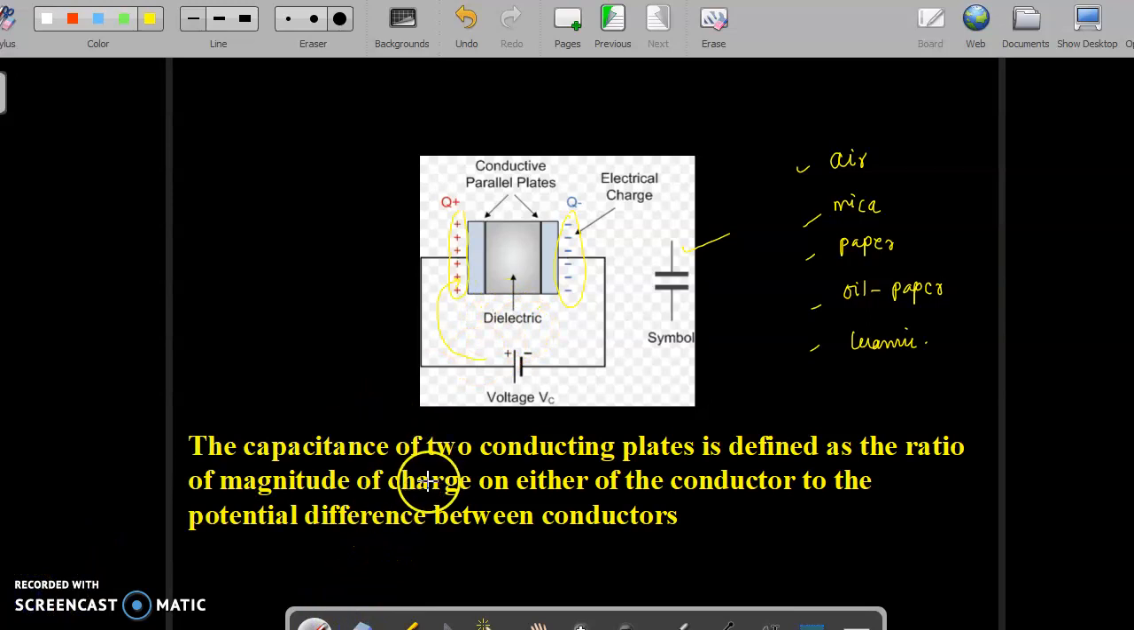We can define the capacitance as the ratio of the magnitude of charge on either of the conductors to the potential difference between the conductors. So it is the ratio of the magnitude of charge, that is Q, on either of the conductors to the potential difference between the conductors. The potential difference is V. So capacitance we can write down as C equal to Q by V.